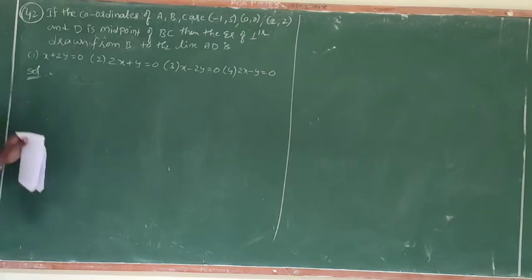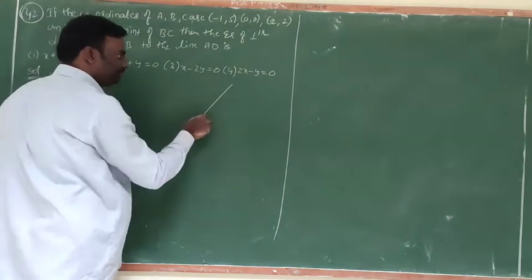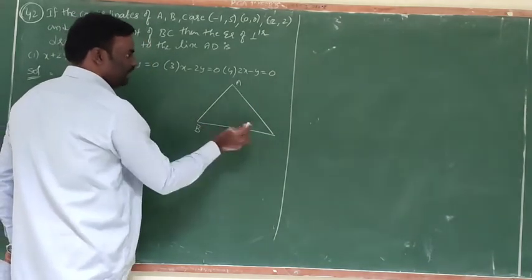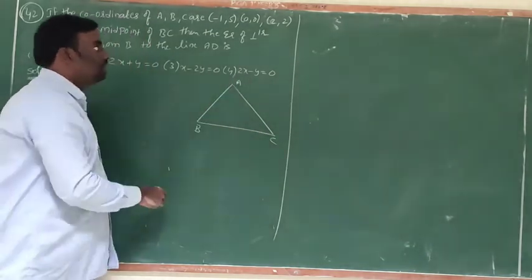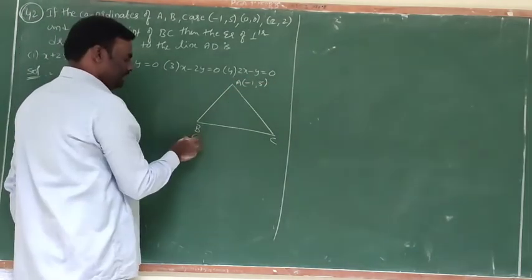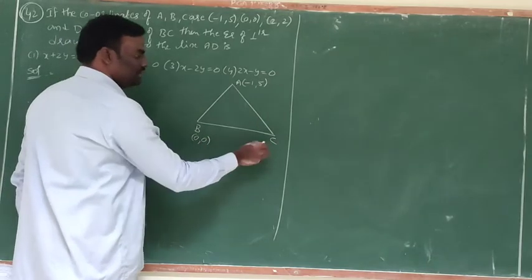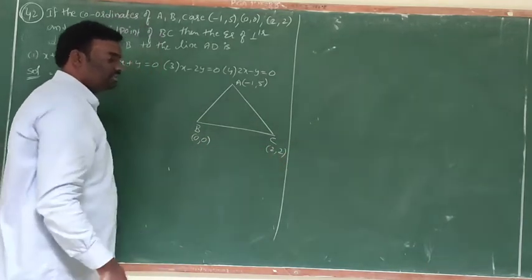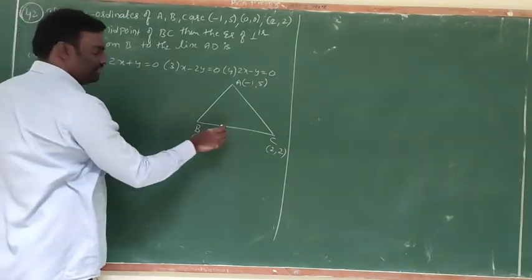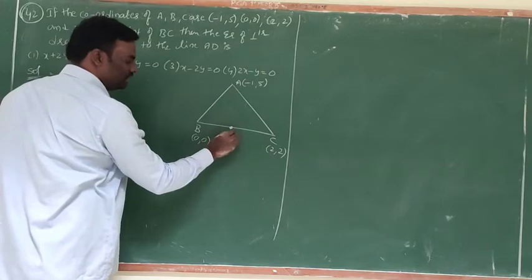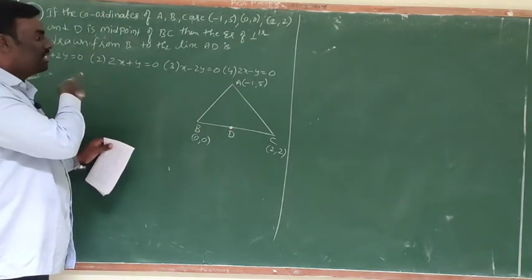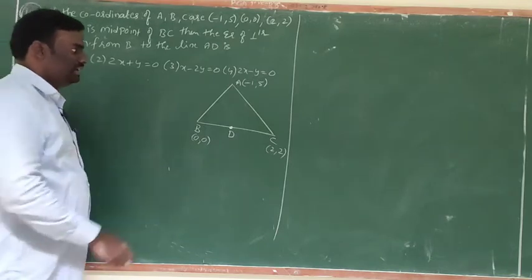If the coordinates of triangle ABC are A (minus 1, 5), B (0, 0), and C (2, 2). Now D is the midpoint of BC. Then find the equation of the perpendicular drawn from B on the line AD.